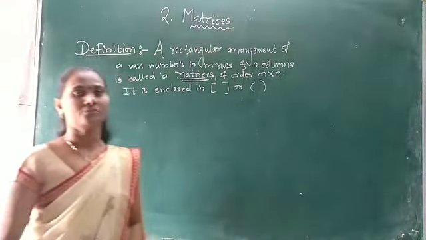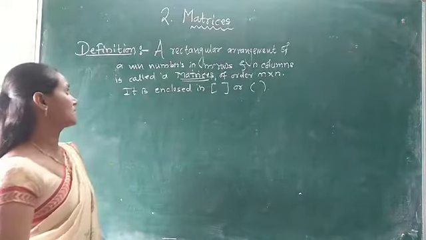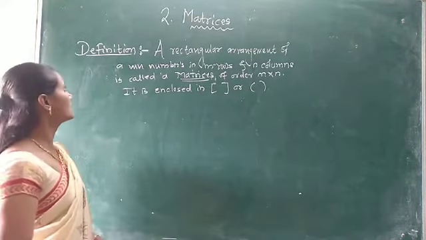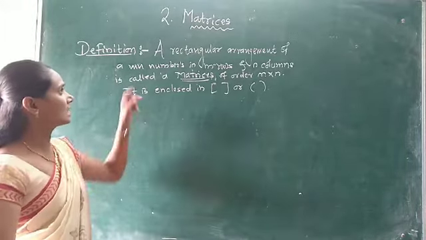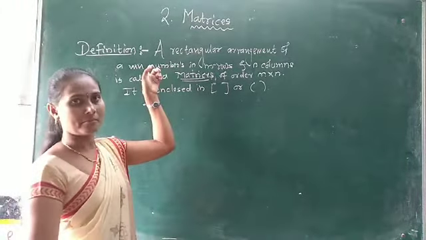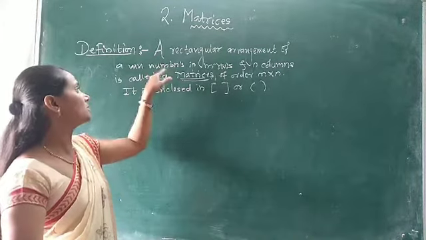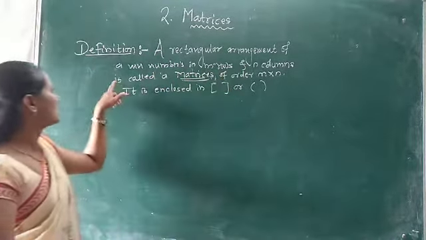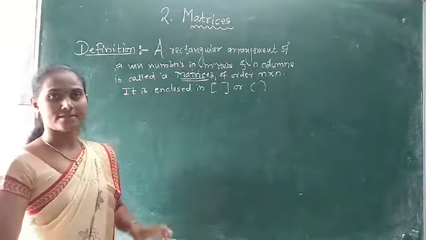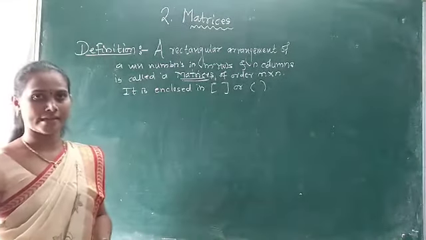Hi students, today we start our second chapter, matrices. First of all, we see the definition of a matrix. A matrix is a rectangular arrangement of mn numbers in m rows and n columns. It is called a matrix of order m by n.